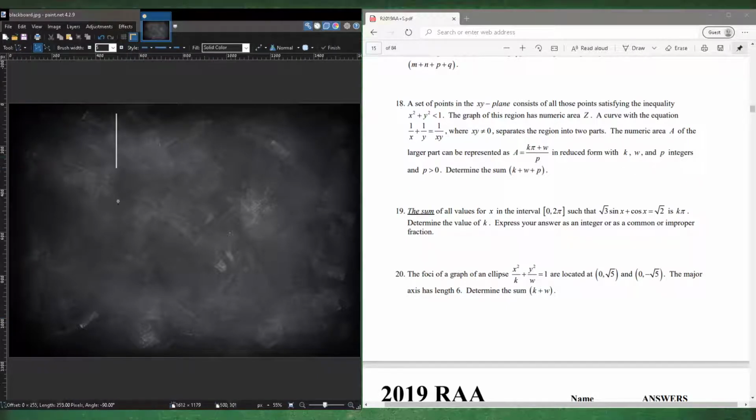So let's draw this diagram first. So we have a circle.